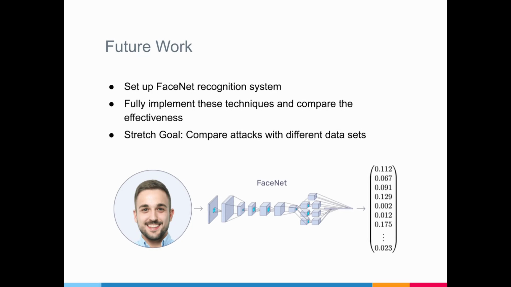Also, we're going to fully implement the techniques we just talked about, and once we have all of these attacks implemented, we're going to compare the effectiveness of each one of them related to a different data set. Our final stretch goal for the next semester is going to be, based on the information we've collected this semester, to see how we can make these attacks work less efficiently in a face recognition model.